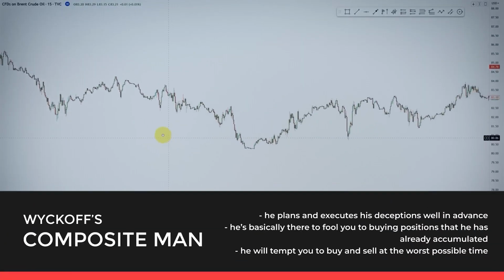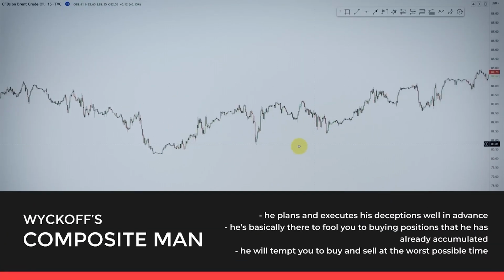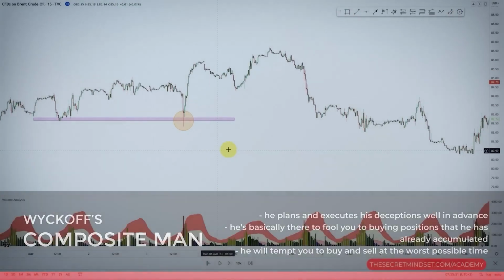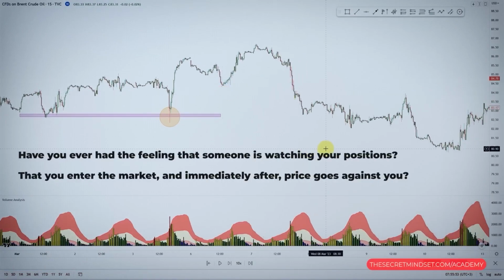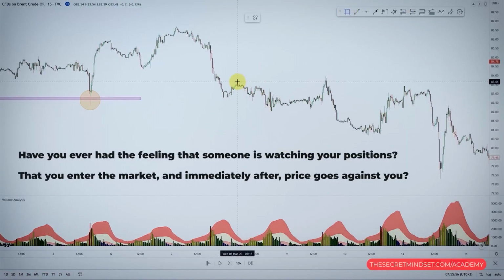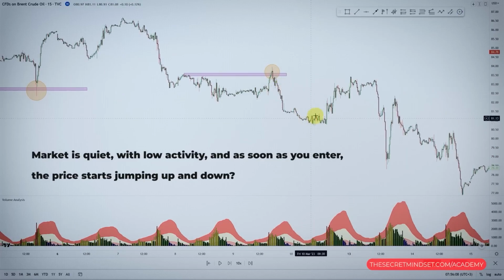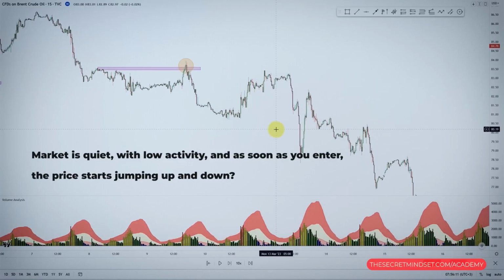And he plans and executes his deceptions well in advance. He's basically there to fool you into buying positions that he has already accumulated. He will tempt you to buy and sell at the worst possible time. And it makes a lot of sense. Have you ever had the feeling that someone is watching your positions? That you entered the market and immediately price went against you? Or the market is quiet with low activity, and as soon as you enter, the price starts jumping up and down? It's like someone is driving prices, playing with your emotions.